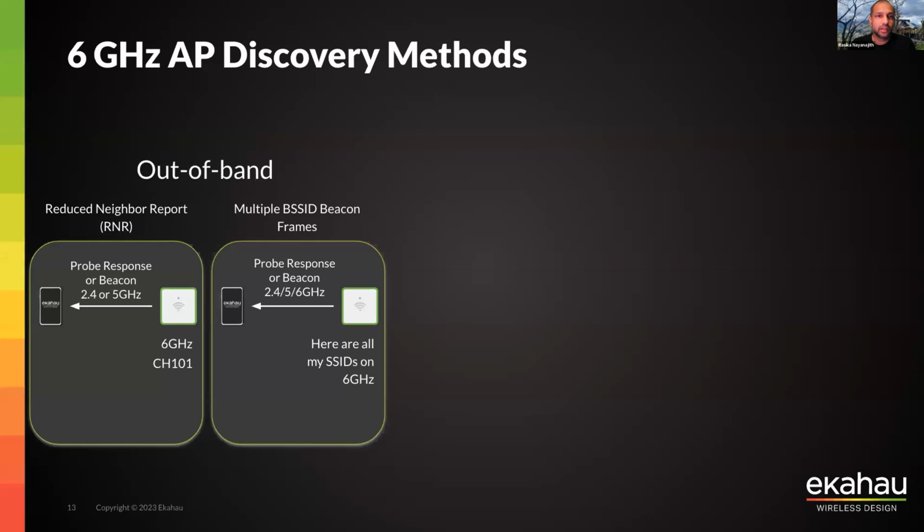Everybody is basically supporting this reduced neighbor report out-of-band method. So you will see this is the de facto discovery mechanism. But in the worst case, right, Rasika, some vendors like Apple support just the RNR and nothing else.